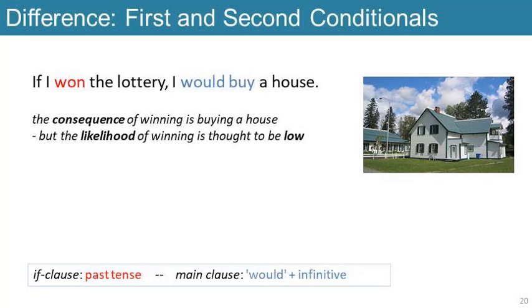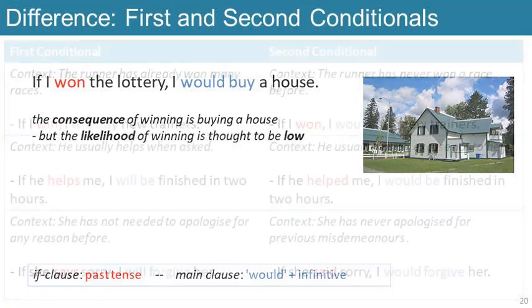On the other hand, the claim, "If I won the lottery, I would buy a house," does imply that the speaker is considering the likelihood of winning, namely that it is low, and hence uses the second conditional verb forms, past tense in the if clause and would plus infinitive in the main clause.